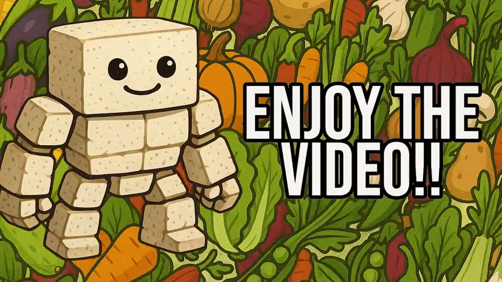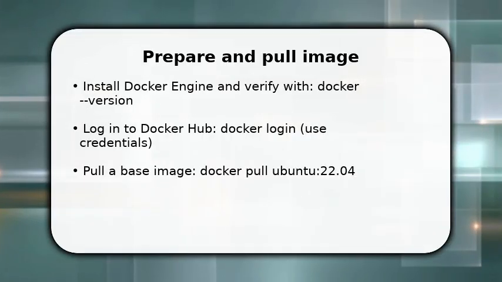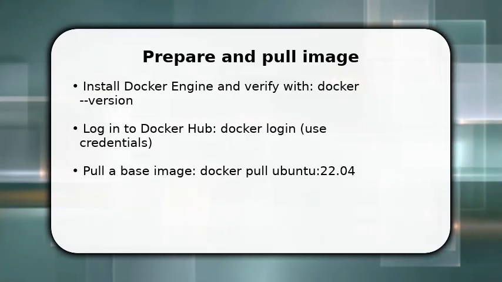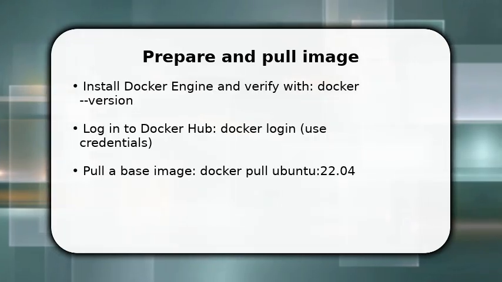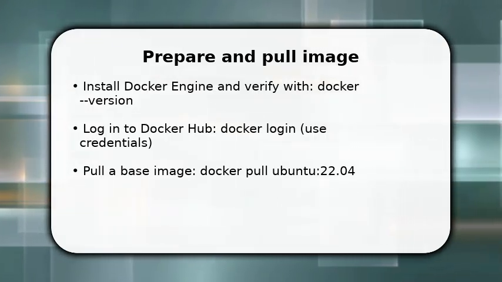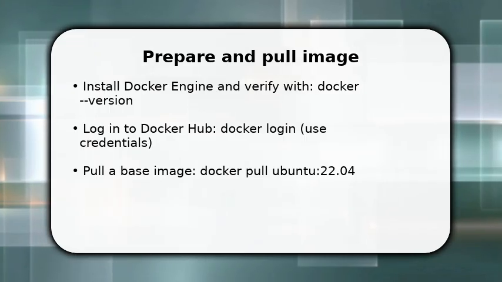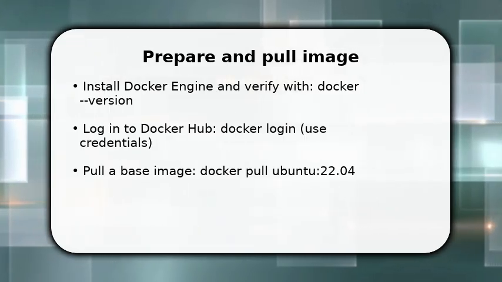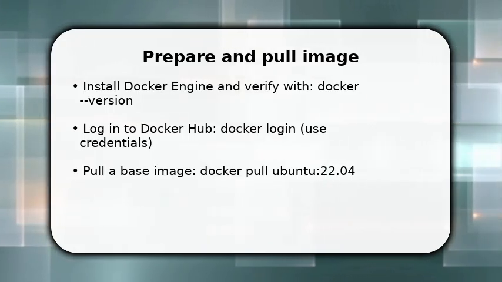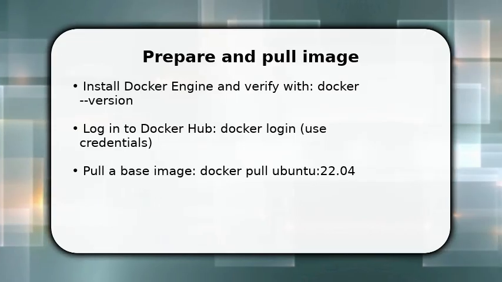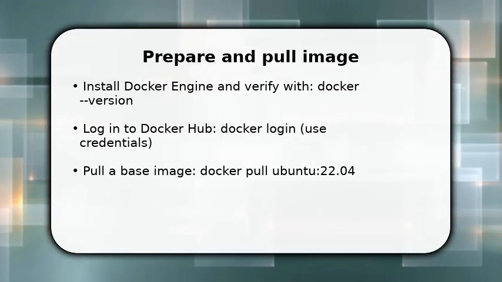Please enjoy the video. You start by confirming prerequisites and grabbing a base container image. Install Docker Engine, then authenticate with Docker Hub so you can pull images. Once done, pull a small base image like Ubuntu 22.04. This ensures a consistent starting point. You do this now because having the image locally speeds later steps and it reduces network surprises.